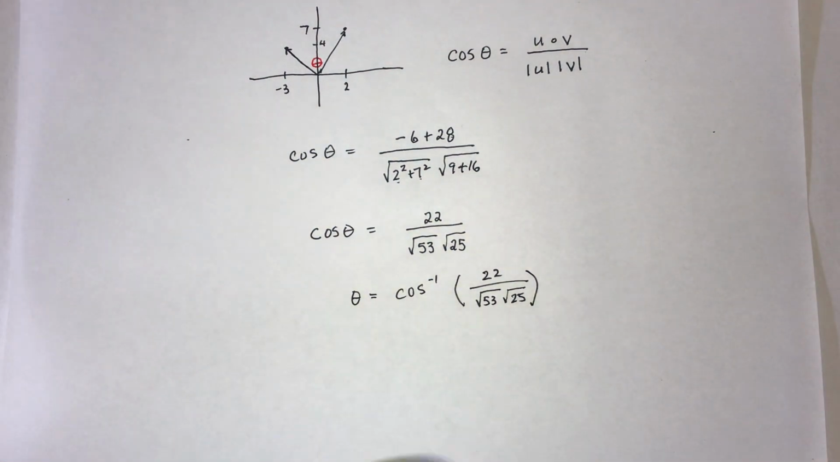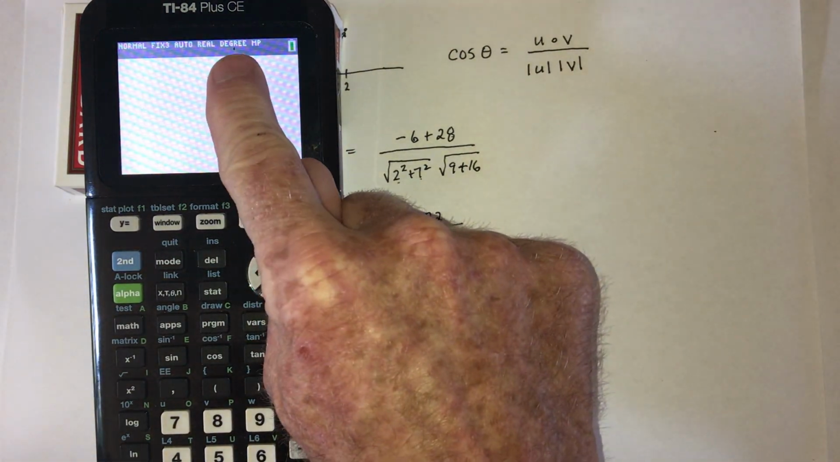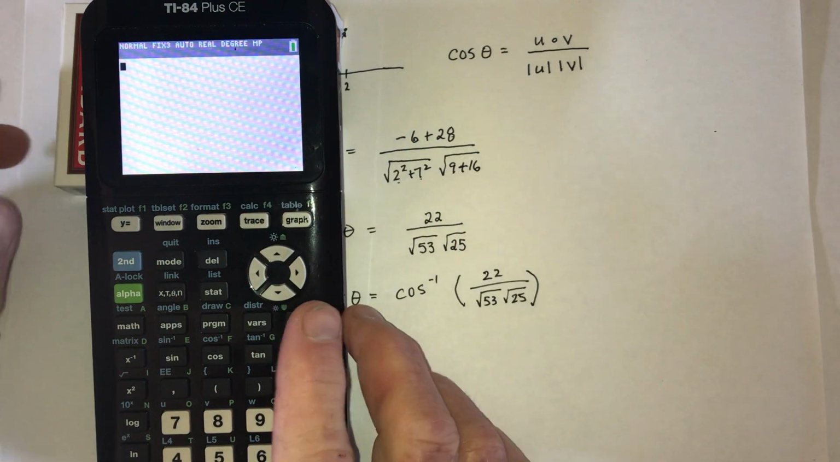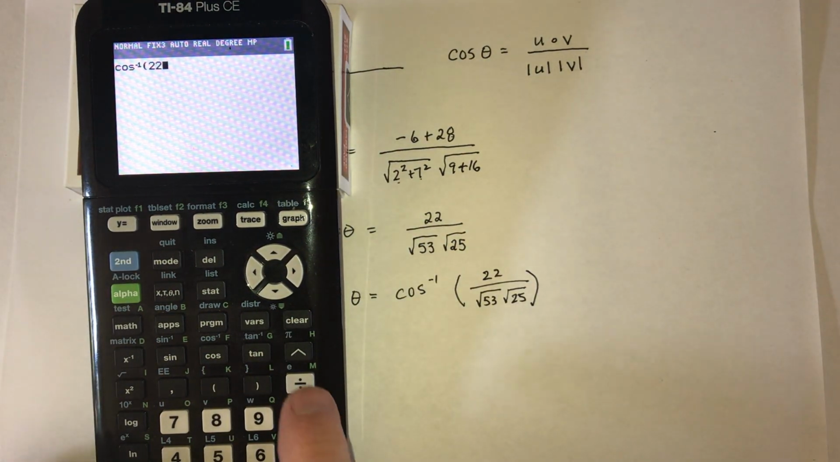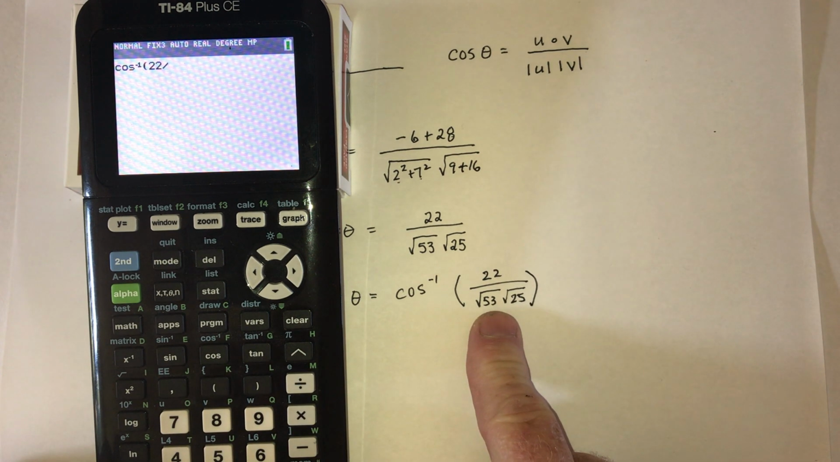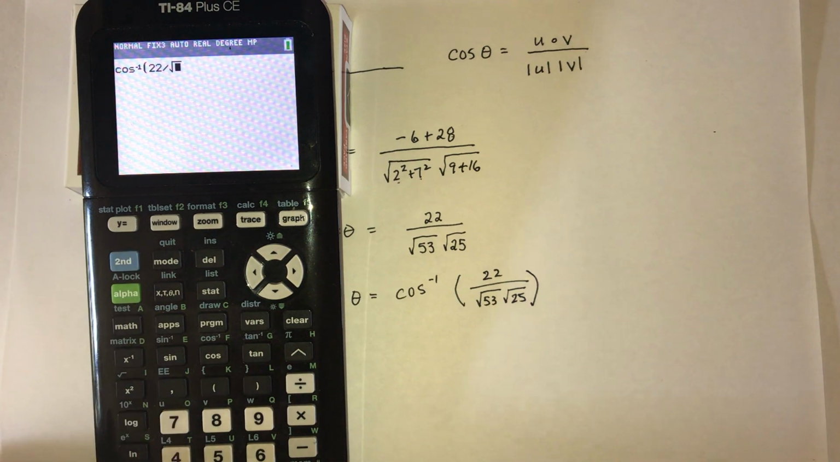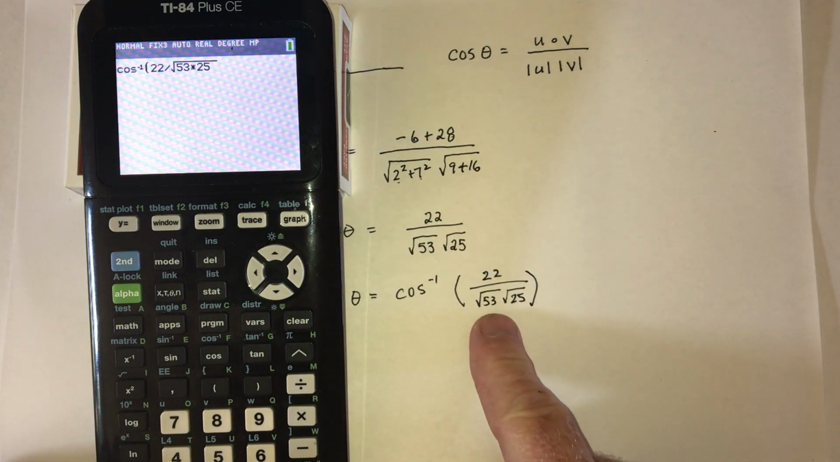Then, how much is that? So make sure that the calculator is in degrees right now. And then cosine inverse 22 gets divided by, and you can put this as two radicals, or you could just make one radical and then go 53 times 25. That means the same thing as that.